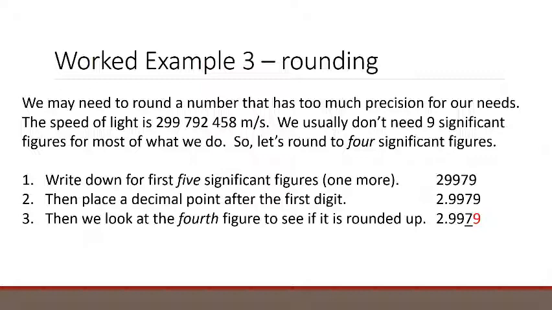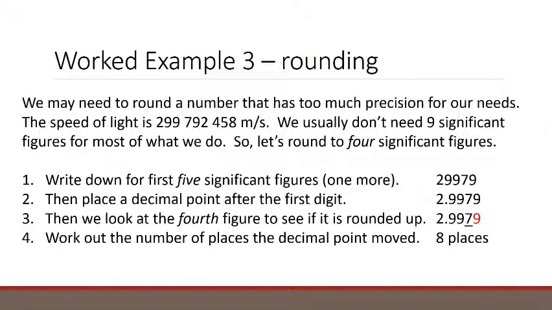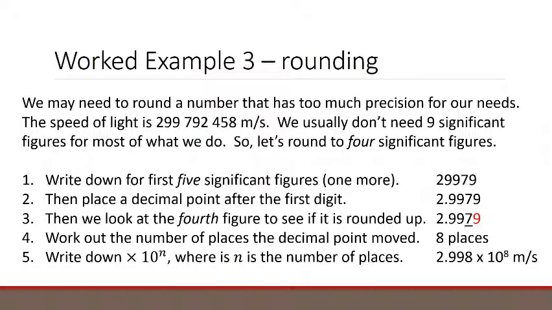So 2.9979 becomes 2.998. And then we work out the number of places the decimal point moved, and write down again times 10 to the n, where n is the number of places. And in this case, it's 2.998 times 10 to the 8, and you can see why it's 8. It's 8 decimal places that the point has moved. And we put in brackets 4 sig fig to remind us that we have rounded it to 4 significant figures.